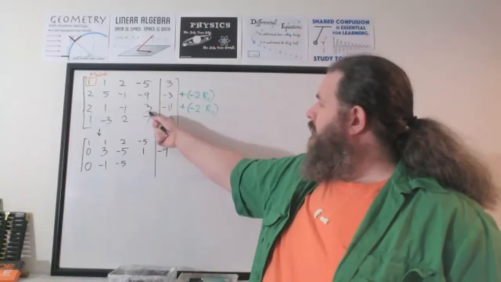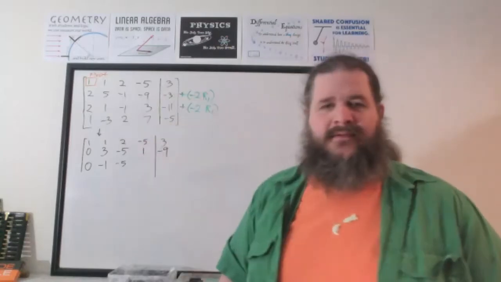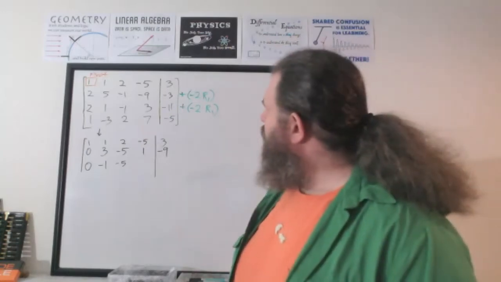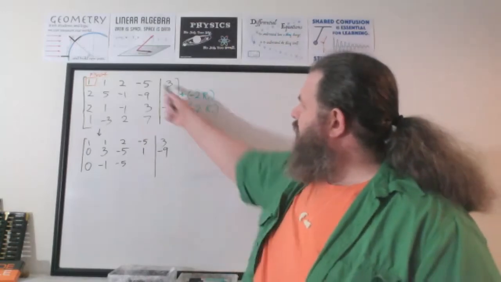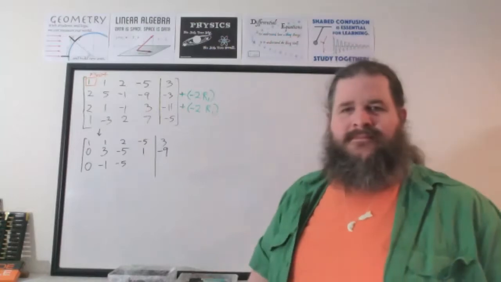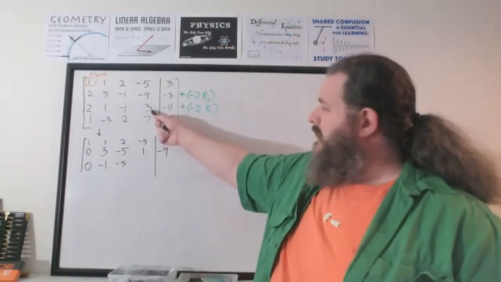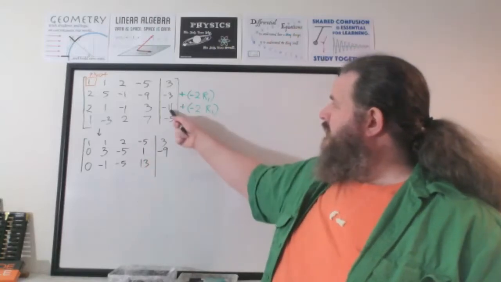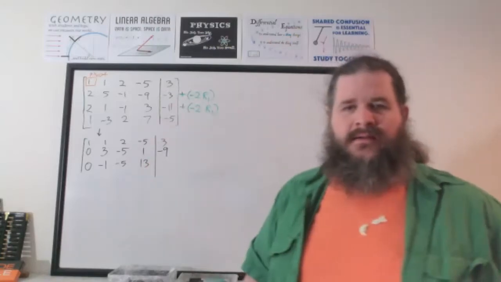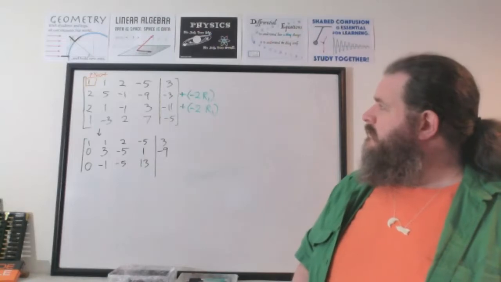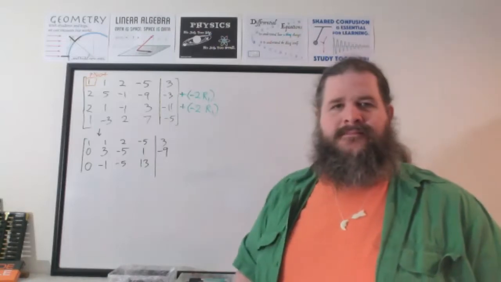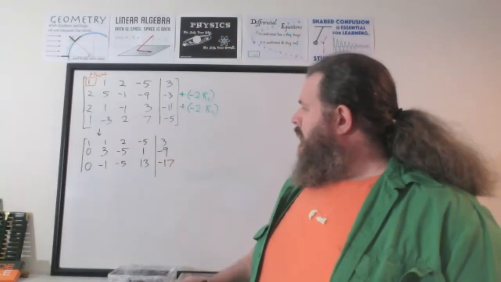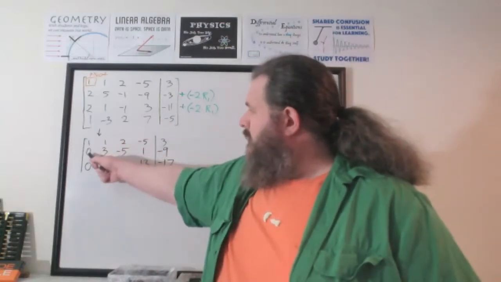And then 3 plus -2 times -5. We're adding, what's -2 times -5 going to be? 10. So we're adding that 10 to 3. 13. Yeah, so we get a 13 there. And then -11 plus -2 times 3. -6 plus -17. Yeah, sounds good. And so we've eliminated the numbers under the pivot.